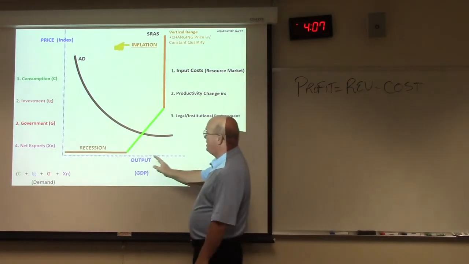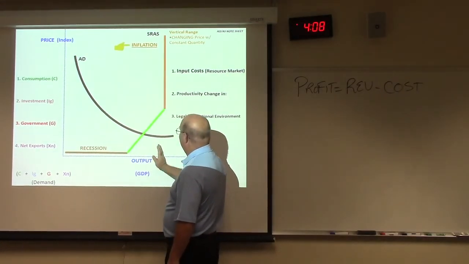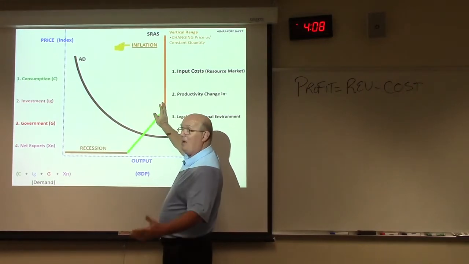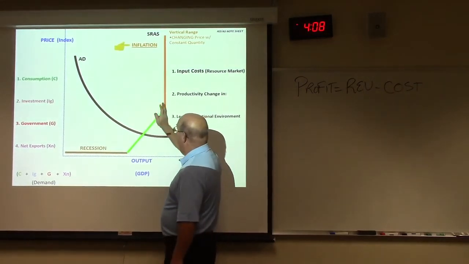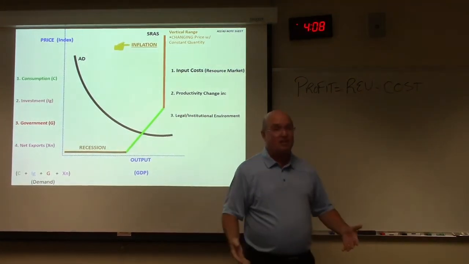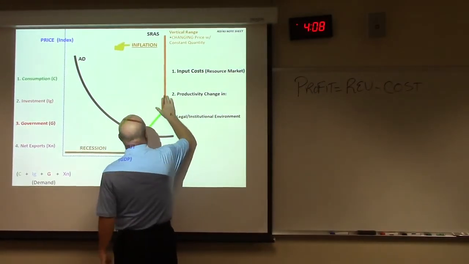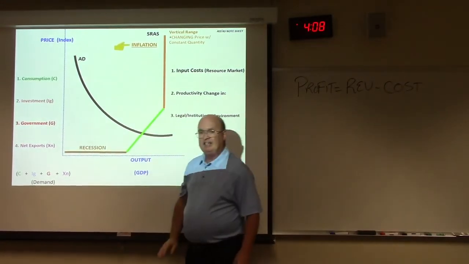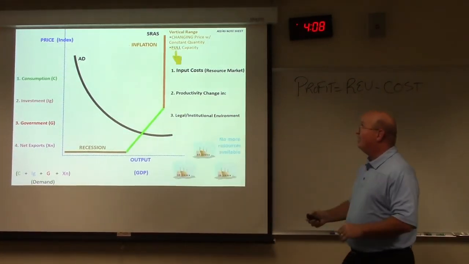Remember, we said this is GDP. When we get to right here, we are now on that production possibilities curve for our country. We cannot produce anymore. So what we have starts costing more. The price, remember this is the price over here, starts heading that direction. That's the inflation zone. We don't want that one either.